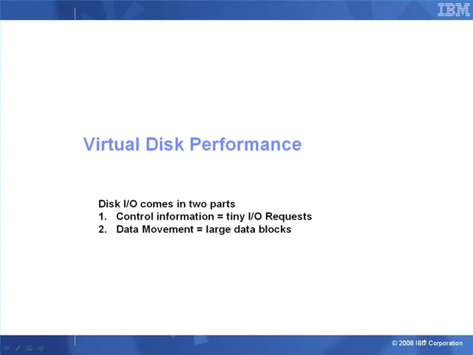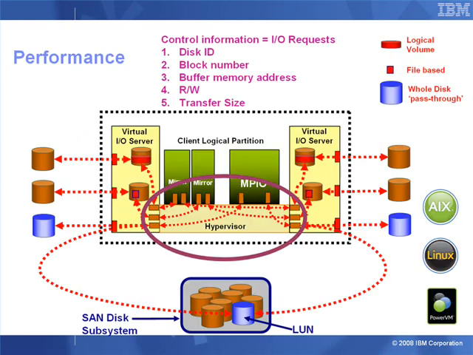Now, before we finish this movie, a quick word on the virtual disk performance. Disk I/O comes in two parts. There's the control information, which are tiny I/O requests, literally a few integers in size, and then we have the data movement, where the large data blocks come to and from the disk into memory. The control information is what flows across the hypervisor between the virtual I/O adapters, between the logical partitions requesting the data and the virtual I/O servers supplying it.